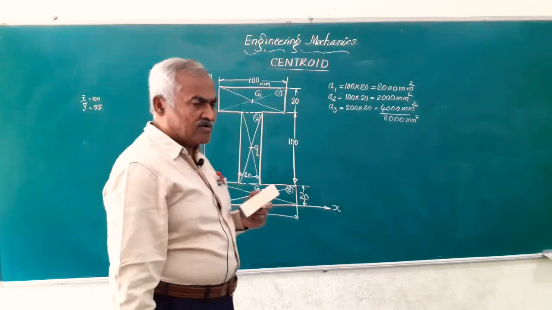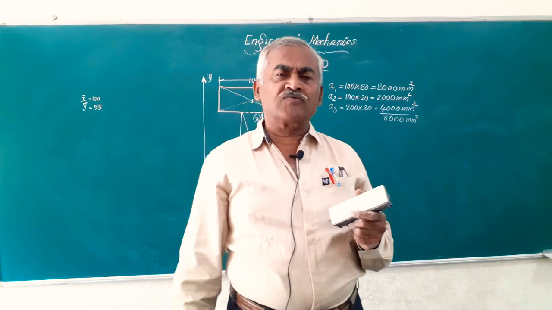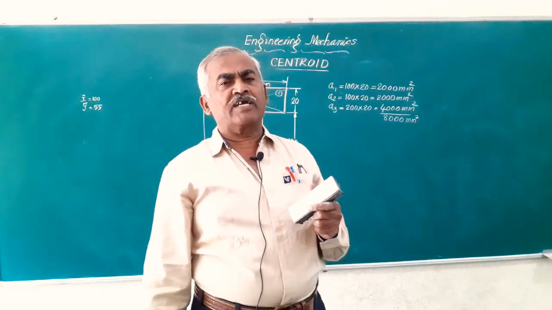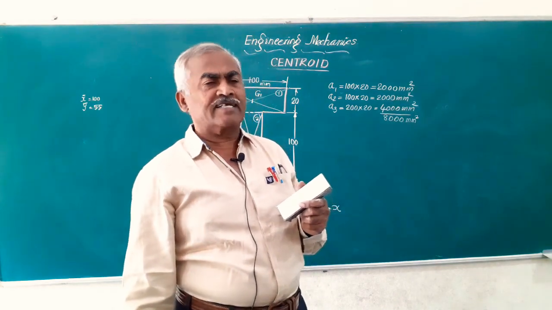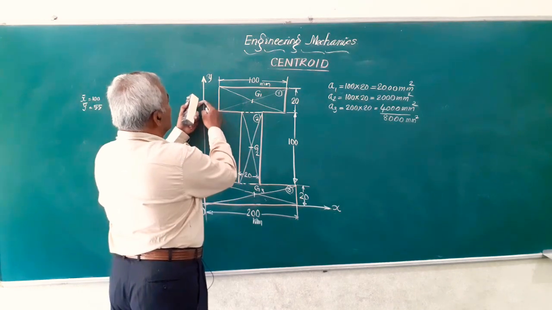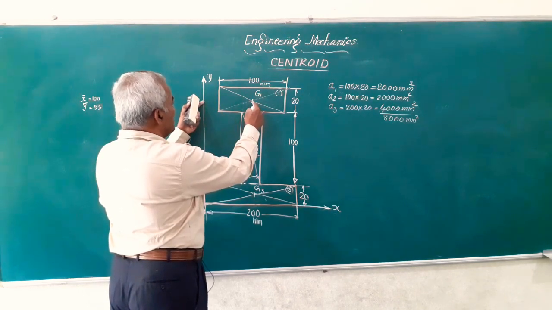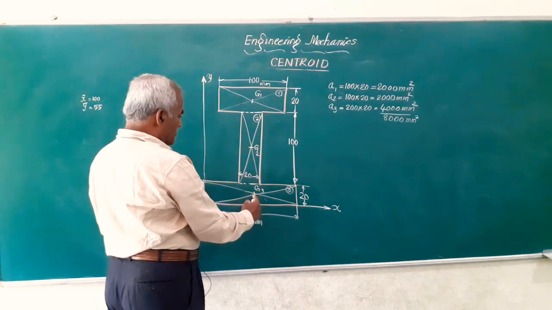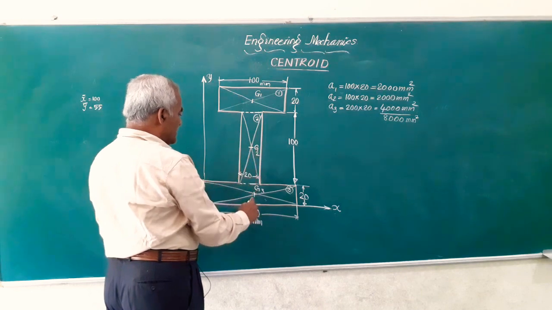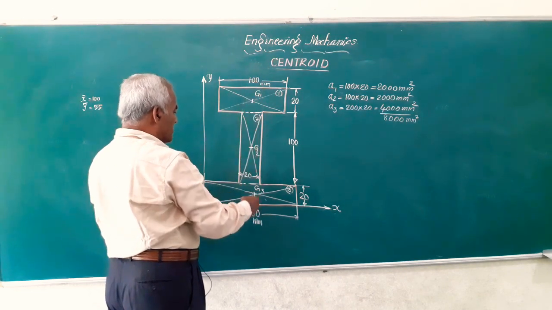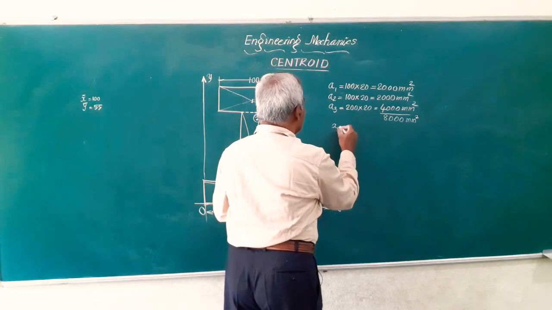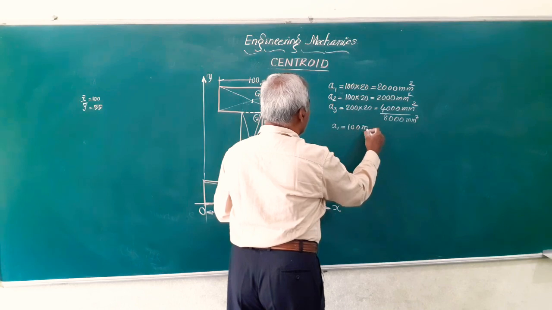Friends, let us calculate the distances of G1, G2 and G3 from the y axis to obtain x1, x2 and x3 respectively. From the y axis, the distance of G1, that is x1, is equal to 100, because G1, G2, G3 lie on the same vertical line because of symmetry, and this value is 100. So I will say x1 is equal to 100 mm.